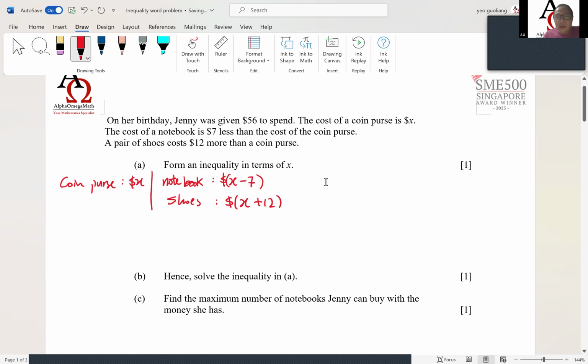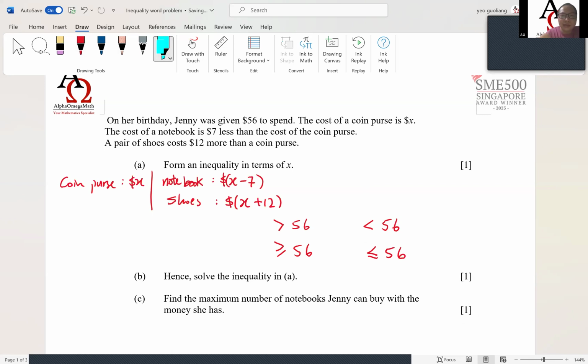So again, looking back at the question, Jenny was given $56. Can she spend more than $56? Very unlikely because she only has $56. So what would it be in your mind for the inequality? Would it be the sum of all the items more than 56, less than 56, more than or equal to 56, or less than or equal to 56?